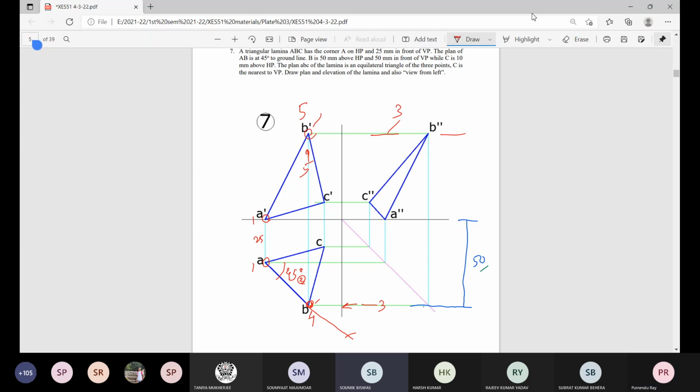Okay. Next step is C is 10 millimeter above HP. So draw a line 10 millimeter. This is step 6. We do not know the exact location of C in plan or in elevation. But one thing we know is that ABC will be an equilateral triangle. Taking this length AB as the radius, draw two circular arcs. So this will be step 7. And now you come to this. This will be step 8.